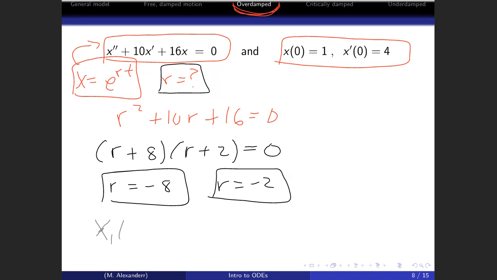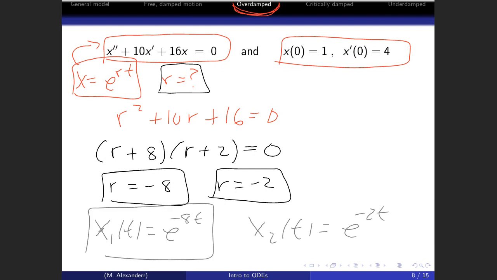So x1 of t is going to be e to the -8t, and then the second solution is going to be e to the -2t. So they are exponential, and those are your two linearly independent solutions. And since we're trying to solve a differential equation, we want to write down the general solution to this problem.